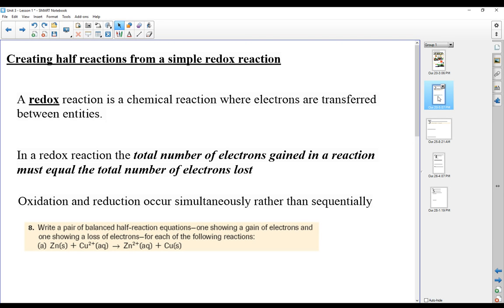I am going to stop the screencast here, just to kind of give you a break, let you review that page, and then we will hop onto this one here, which is creating half reactions from a simple redox reaction.